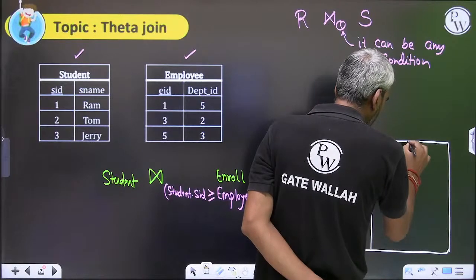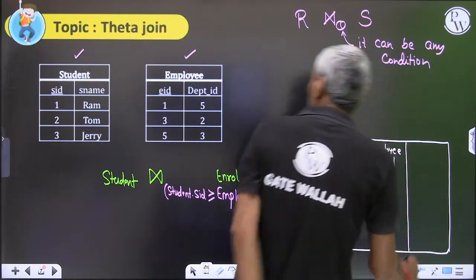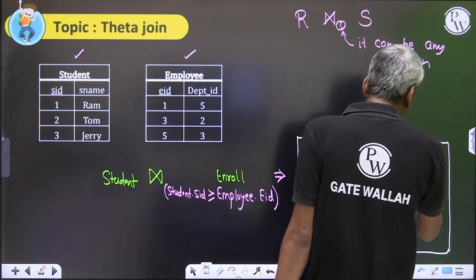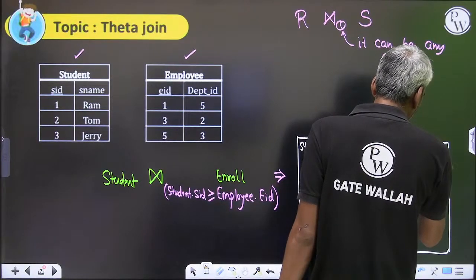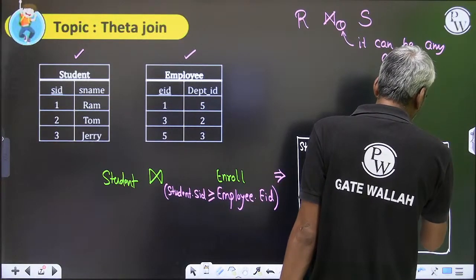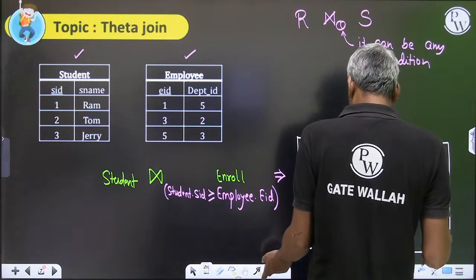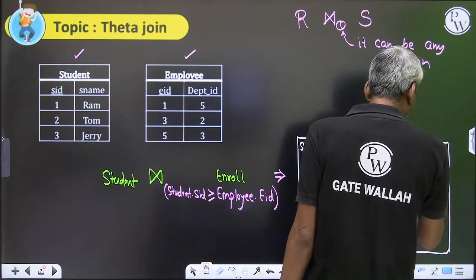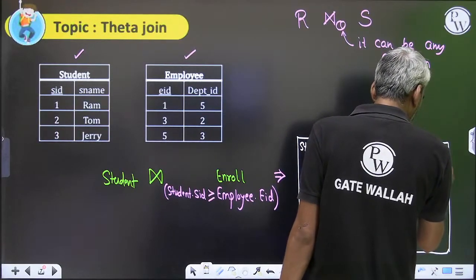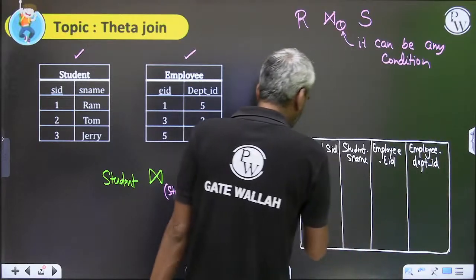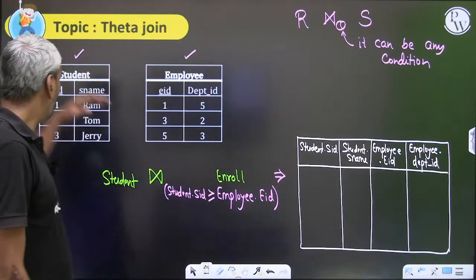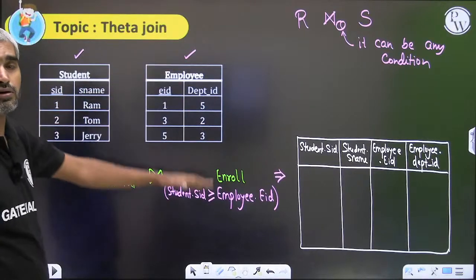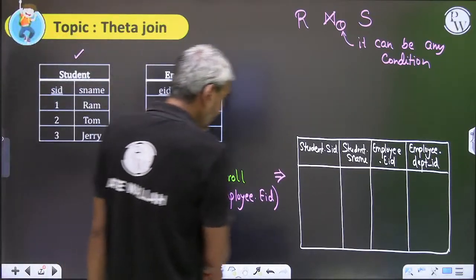Dot EID. Then you have employee department ID of that employee. Dot department ID. So what will happen? Sir, in the cross product, all these three tuples will be combined with all these three tuples of employee table.